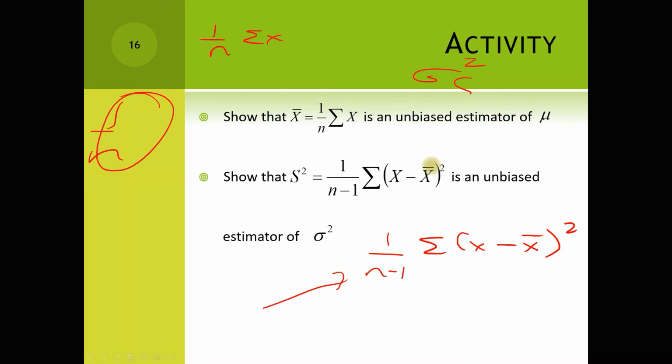So henceforth, what you need to understand is that we are going to use this formula to estimate your population variance. All right, to estimate the population variance, that is what we are going to use now, henceforth.